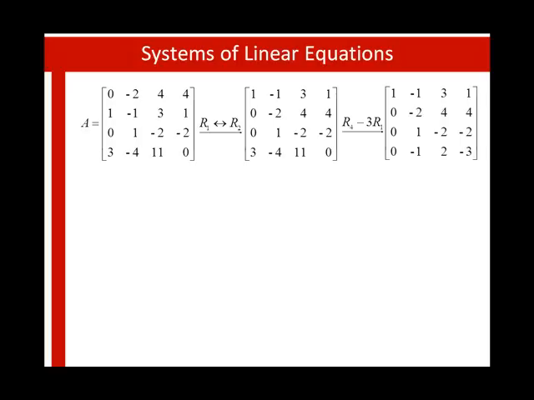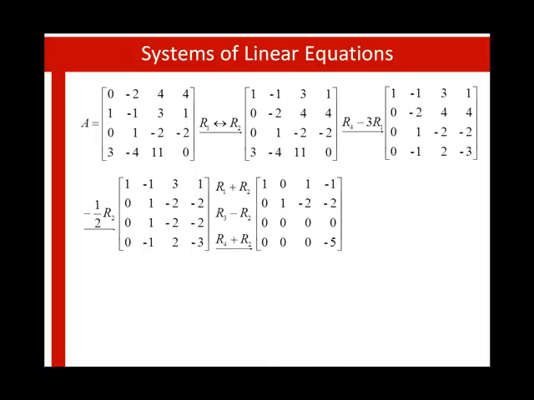Then we can do R4 minus 3 R1 to eliminate the 3 in the fourth row, first column. So we do R4 minus 3R1 and place it in row 4 to obtain the matrix on the right hand side. We can divide row 2 by minus 1 over 2 to produce 1, minus 2, minus 2.